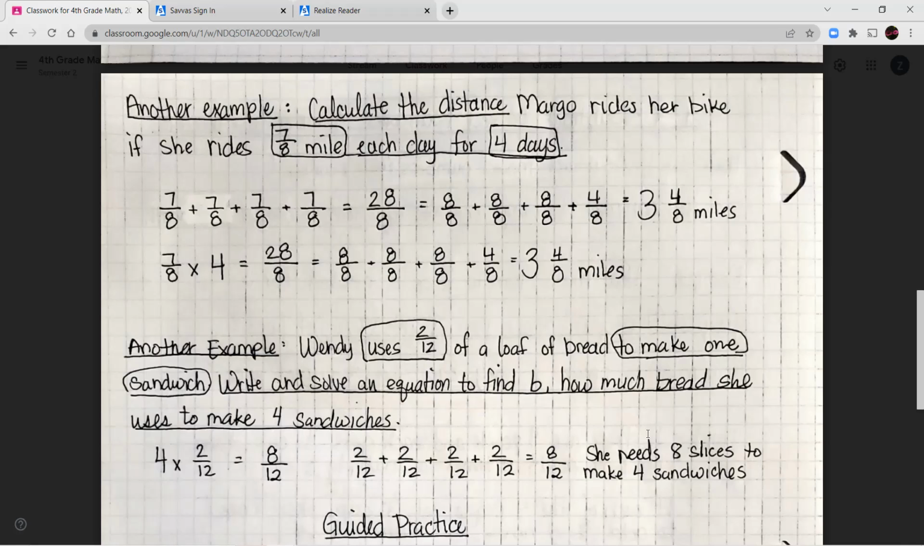4 times 2/12 is the same thing as saying 4 times 2, and then putting that over 12. 4 times 2 is 8, 8/12. So we can also write it as a repeated addition. 2/12 plus 2/12 plus 2/12 plus 2/12 equals 8/12. So she needs 8 slices of bread to make 4 sandwiches.